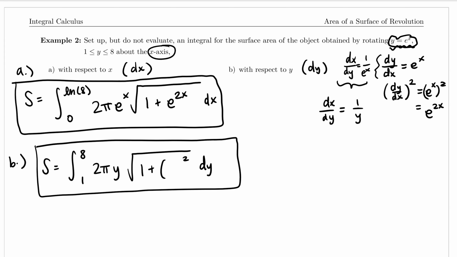And if you want, you could simplify this, and you could rewrite this as 1 over y squared as well. And that's our answer for part B.